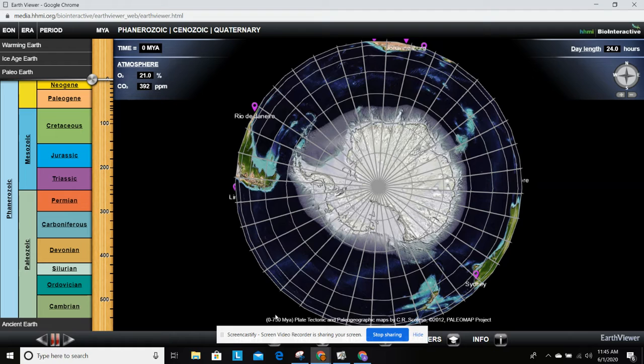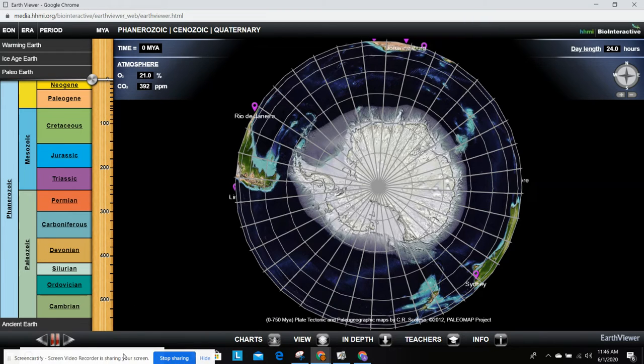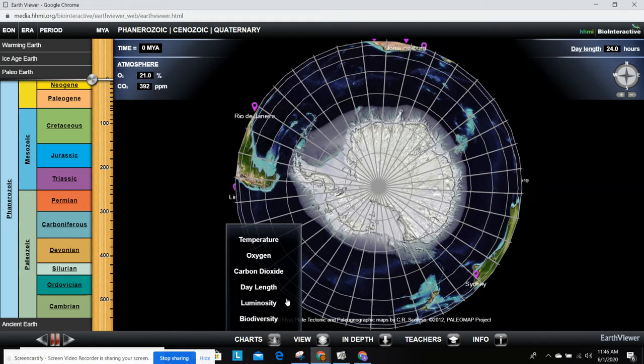And you can click on the charts. In the charts, it will show you the temperatures, the oxygen, the carbon dioxide, the day length, the luminosity, and the biodiversity that was there at 0 million years ago. That means basically the present. So let's look at those.